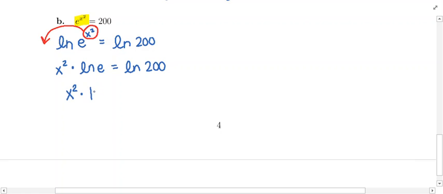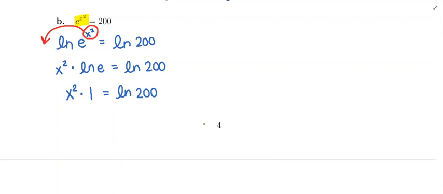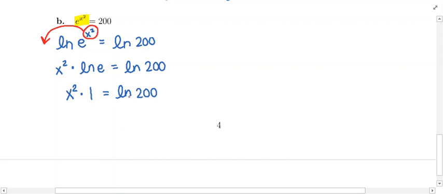So we end up with x squared times 1 on the left, which is equal to the natural log of 200. Remember, the natural log does something to the 200. It's going to be a nasty decimal, so we're just leaving it as natural log of 200. So on the left, we get x squared, equal to the natural log of 200. We need to solve for x, not x squared. We have to keep going here.